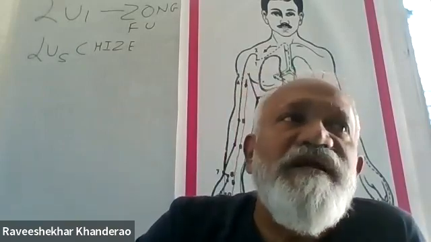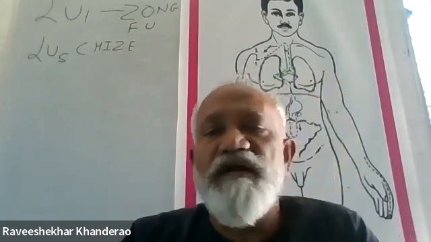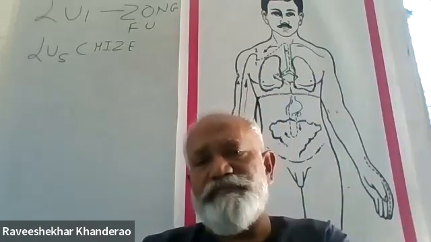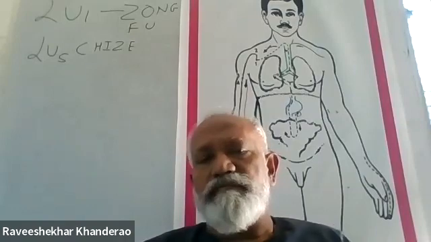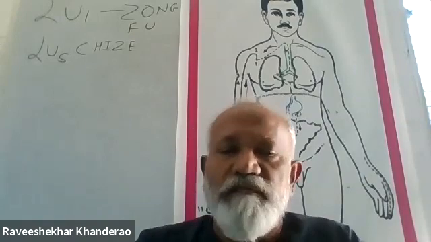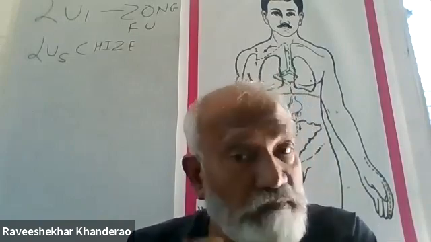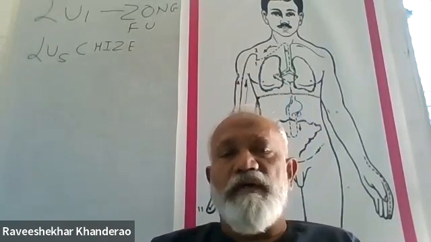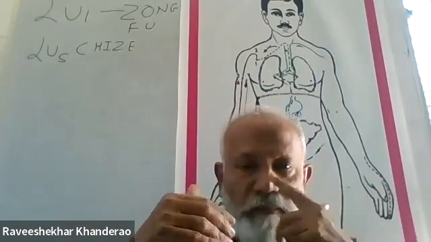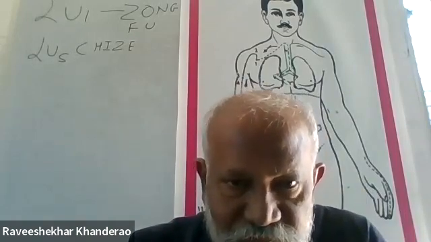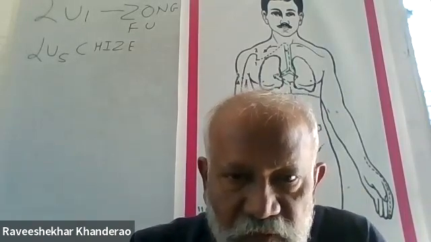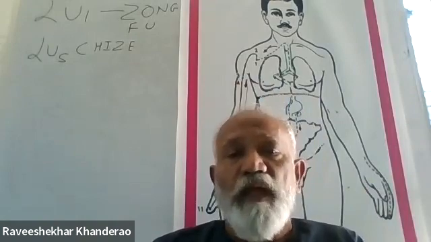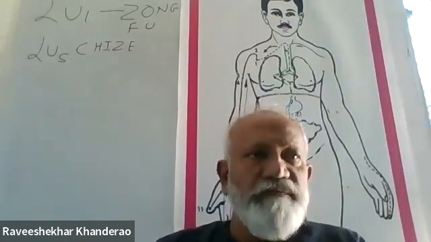Ravi, distal to what? Lung 5. It is distal to lung 5, meaning it is away from the body. Again, Ravi, lung 6 is also a Xi-cleft point, right? Yeah, I am coming to that. First, let me go through. Because we have written it down in one of the lectures. You have amazing memory. Yes, it is a Xi-cleft point.